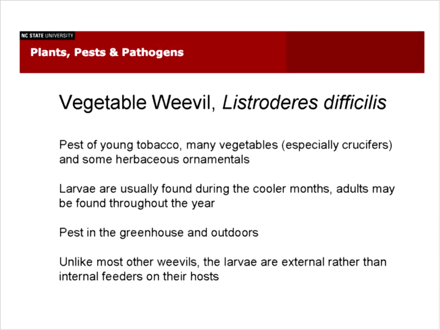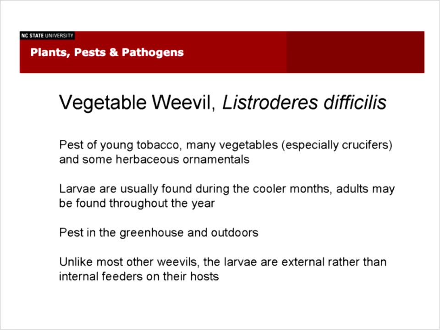Okay, shifting gears a little bit here. Vegetable weevil is a serious pest of a number of crops here in North Carolina. It will attack tobacco in particular, young tobacco plants, either in the field or in the greenhouse. It will attack many other vegetables, especially crucifers, and some herbaceous ornamentals will be attacked. We haven't gotten any samples in so far this year, but I'm expecting them to show up any time now.